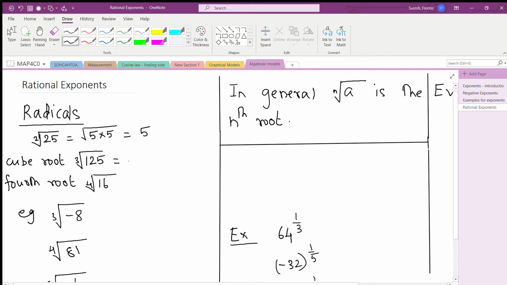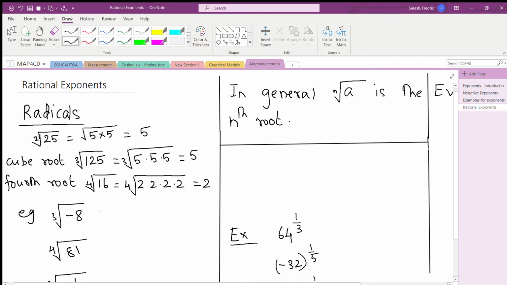For the cube root, 125 is 5 times 5 times 5. And so in this case, because there's a cube root, there are 3 of these 5s, we just take 1 of them. In the case of the fourth root of 16, 16 can be written as 2 times 2 times 2 times 2. And because it is the fourth root, and there are 4 of these, we're going to take 1 of them.